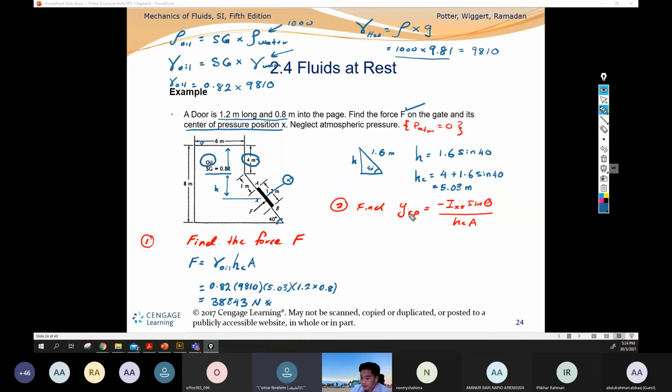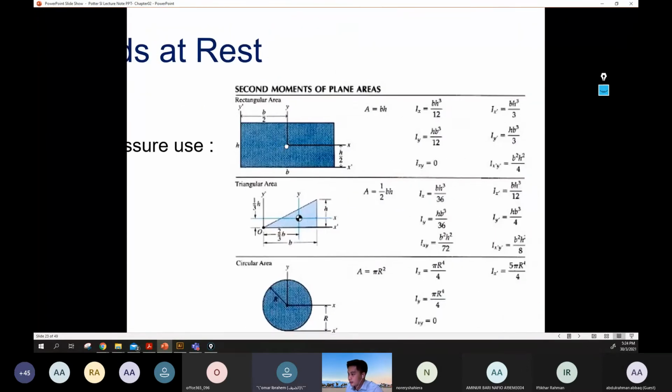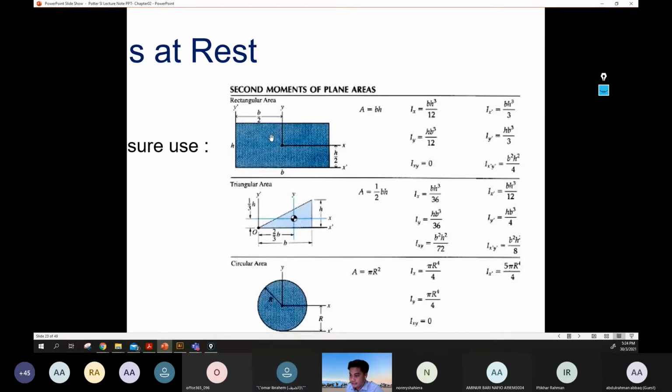So the most difficult part is actually IXX. Alright. So IXX. What's the IXX? The second moment of area. So once you refer to this, okay, can you see our area shape is rectangular, right? So can you see we have IX and IY? Which one should we choose? X or Y? X. Okay, we should choose X.